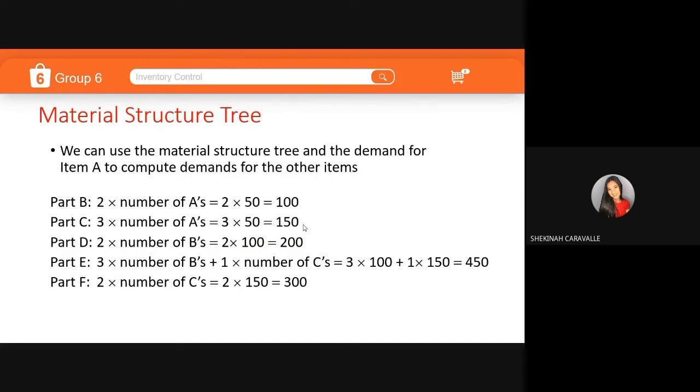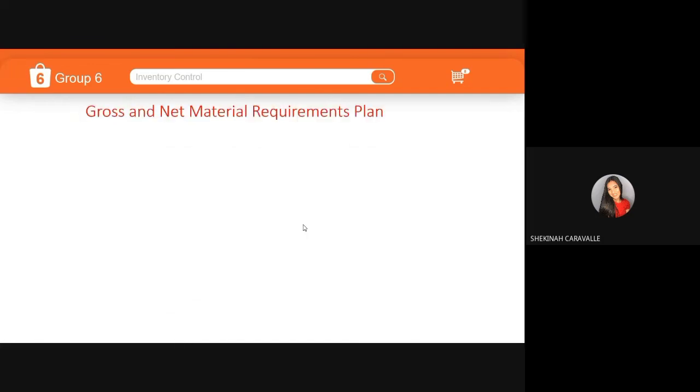Here is part B: 2 times the number of A's, 2 times 50 equals 100. Part C: 3 times the number of A's, 3 times 50 equals 150. Part D: 2 times the number of B's equals 2 times 100 equals 200. Part E: 3 times the number of B's plus 1 times the number of C's equals 3 times 100 plus 1 times 150 equals 450. And part F: 2 times the number of C's equals 2 times 150 equals 300.